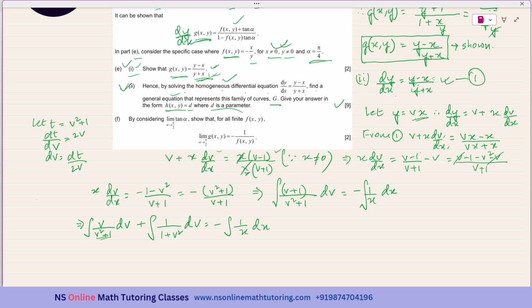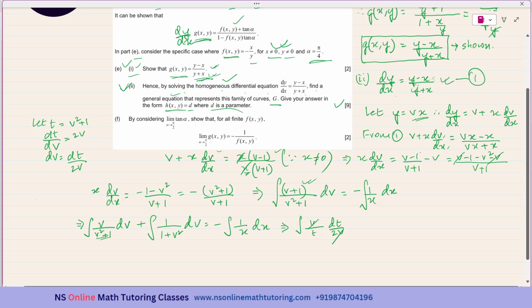Okay. So if you can do the integration in one step, it is very good. Or else you can just separate the terms and do the integration separately. So this is, I am substituting v over t and dt over 2v. These two will be getting cancelled, and this one will be tan inverse of v, or arctan of v.